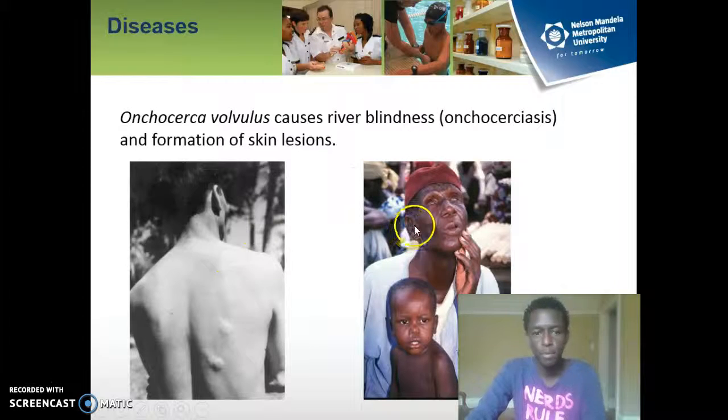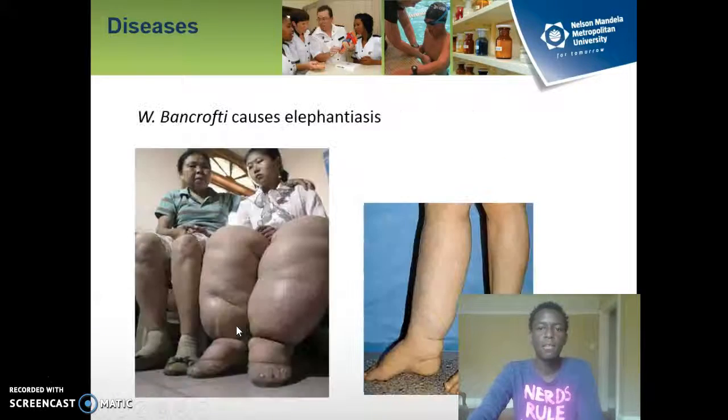These two pictures depict what the parasite causes. I mean, look at this guy. You can see that his eyes are damaged here. He's probably blind, most likely blind. And this guy over here has nodules, which are caused by other worms. They aggregate on the skin and form nodules.